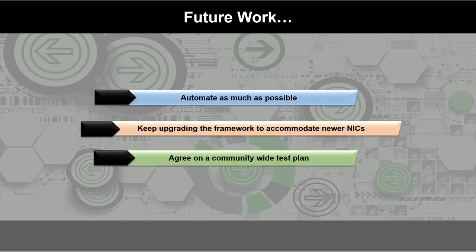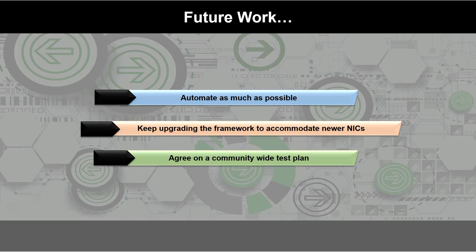The last slide of my presentation talks about future work involved in OVS validation. Here I want to discuss three key aspects which are planned to be done as part of future work. First, to automate as many test cases as possible. This will help us to bring down the validation time and also help us identify the gaps in validation, so we can bridge the gaps as much as possible.